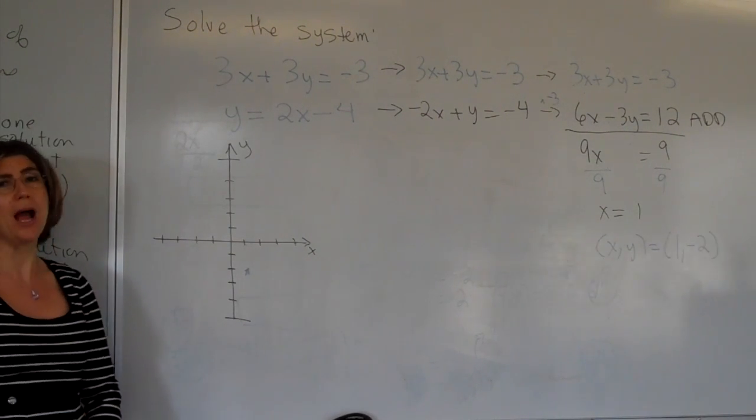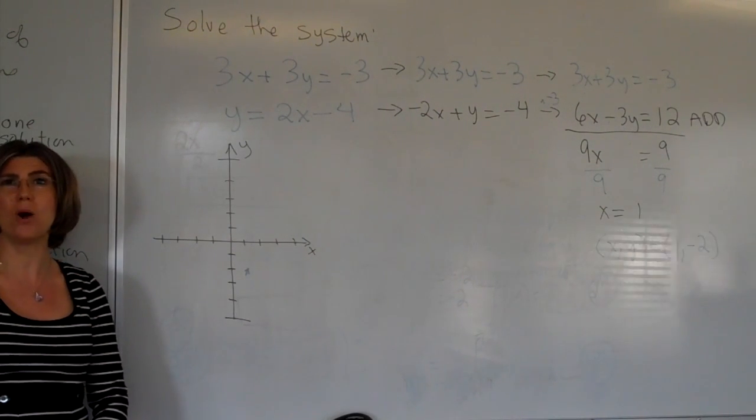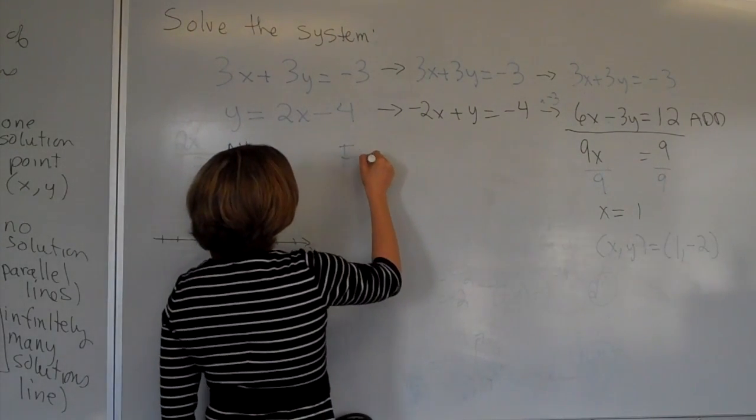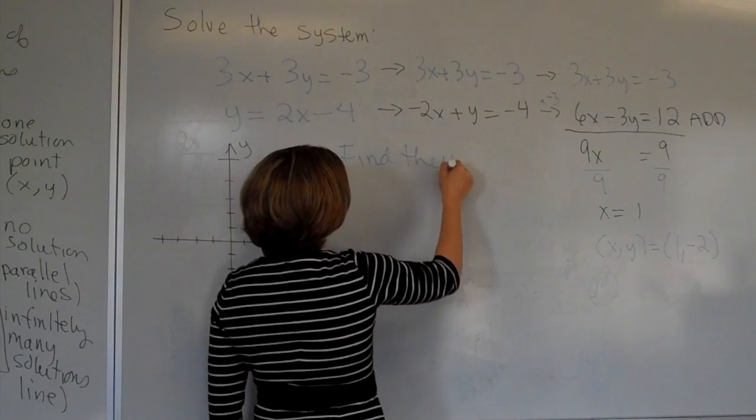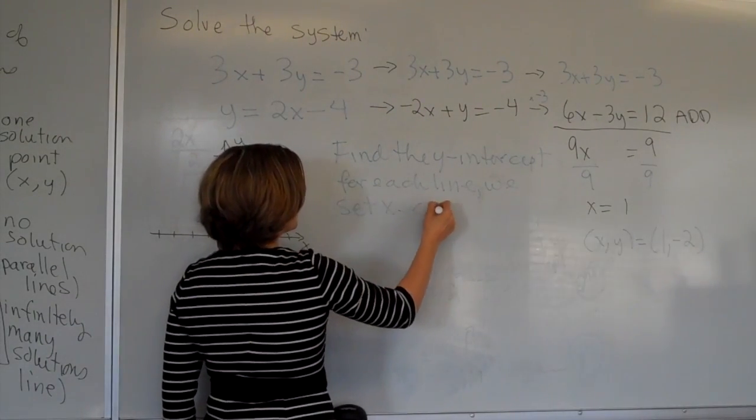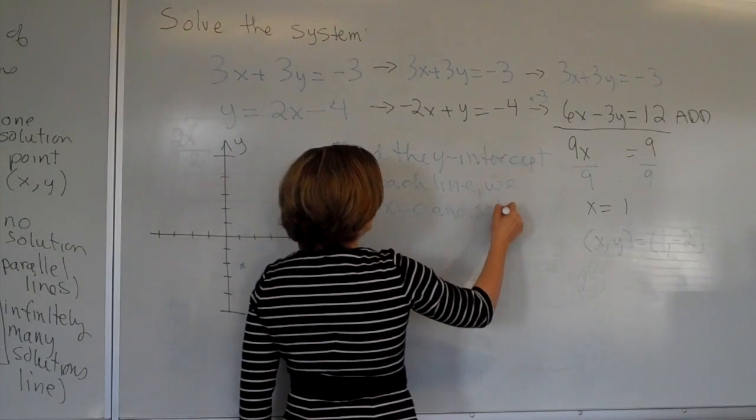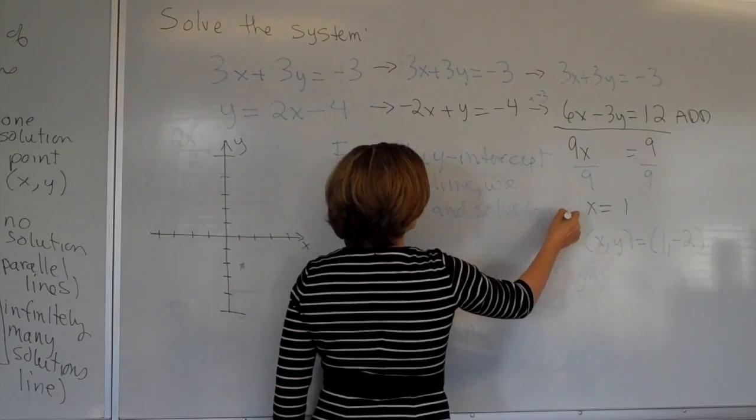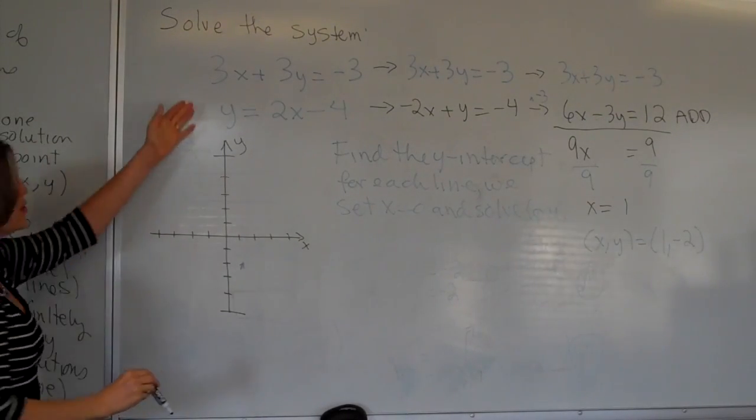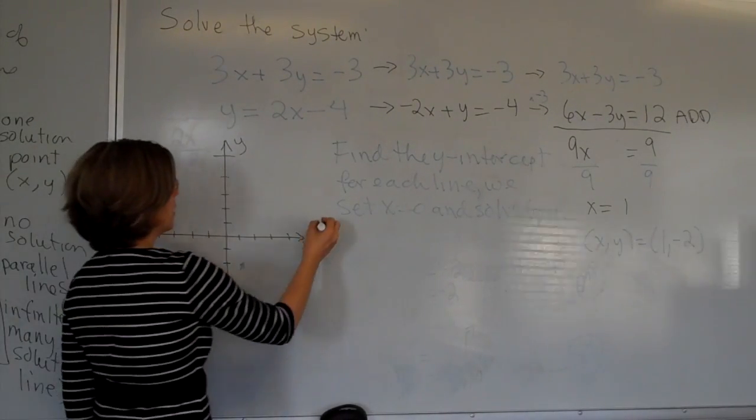Now, in order to find a graph that represents this, we need to find the y-intercept for each of the two lines. So recall, to find the y-intercept, set x equal to 0, and solve for y. Of course, we will do that once for each line. So let's do the first line first.